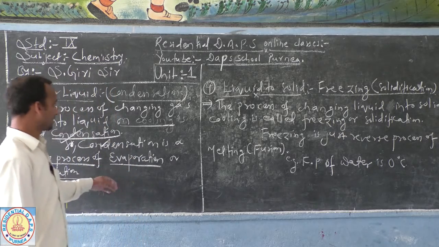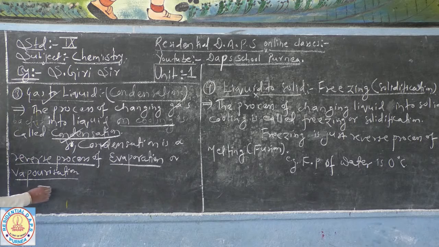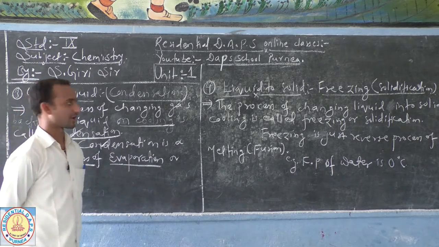So dear student, I think this definition is clear. What do you mean by condensation? Simply remember, the process of changing gas back into liquid on cooling is called condensation. So condensation is the reverse or opposite process of evaporation or vaporization.